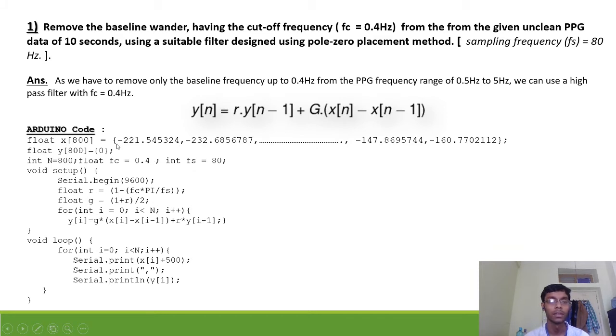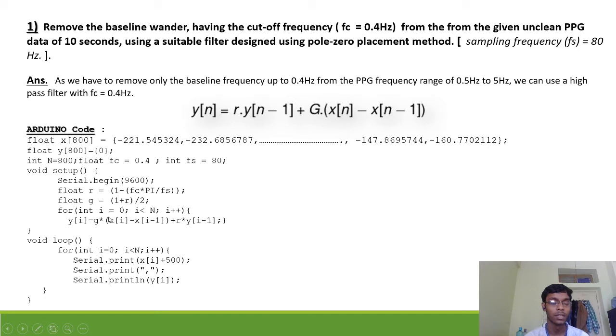We have declared the input array and stored the PPG data given at 80 Hertz sampling frequency. Then we declare the output array with size equal to 800, fc equal to 0.4 and fs equal to 80. Now in the void setup, Serial.begin equals 9600. Then I am calculating r, the distance of the pole from the origin, that is 1 minus fc by fs into pi.